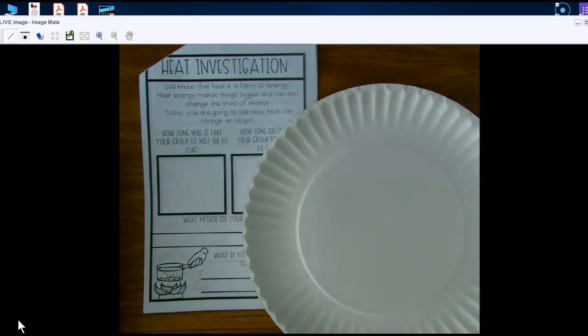Now, I want to make the ice cube melt. How could we make the ice cube melt faster than it just sitting on our plate? How could we make it melt? We don't have anything that's heat in here, do we? Yeah. What do we have, Chase? We have something that can make heat. What do you think, Blaze? Heater. We don't have a heater.